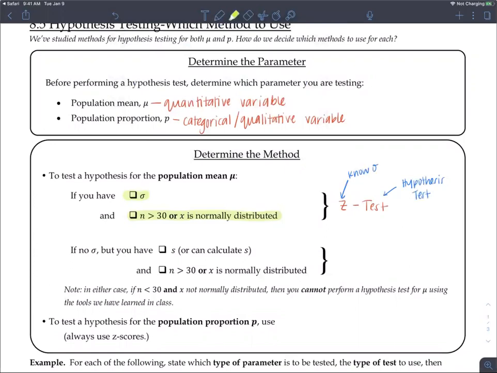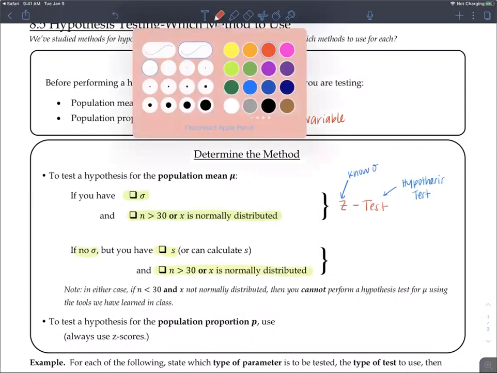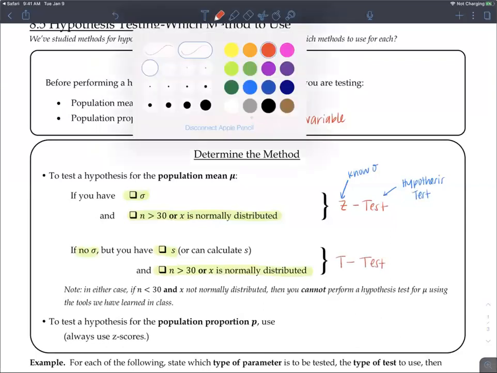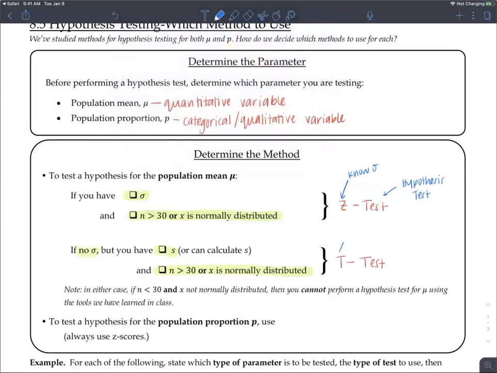But what happens if instead of sigma, you have s, and you still know that n is greater than 30, right? So what do you use instead when you don't know sigma? T-test. And so again, whenever you don't know sigma, so unknown sigma, that's when you use T, right? And then test, this is again because you're performing a hypothesis test.